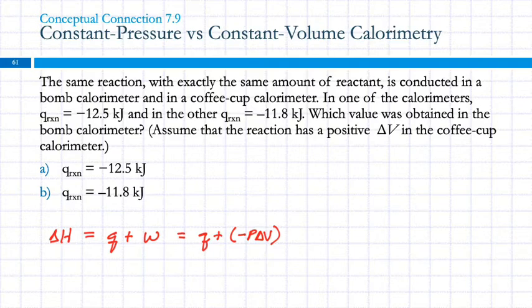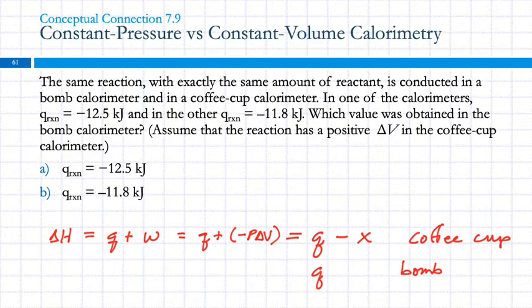So in the bomb calorimeter, this P delta V term is not allowed to happen because it's sealed. In the coffee cup, we can have this term happening, and it says assume that the change in volume is positive. If delta V is positive and there's a minus sign in front of this, what's the sign on the whole term? Negative, right? So we've got Q minus, I'll call it X, something, right? So this is for the coffee cup. So Q minus X versus Q for the bomb.